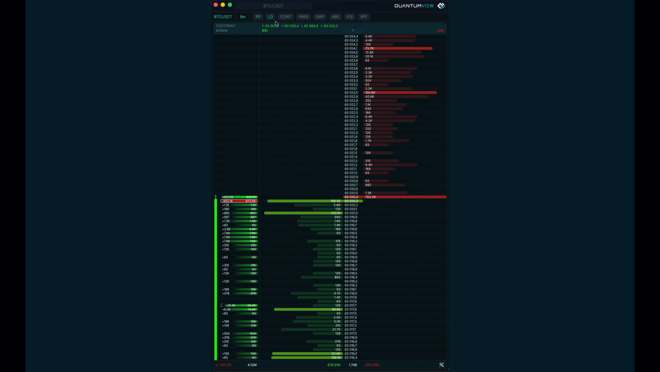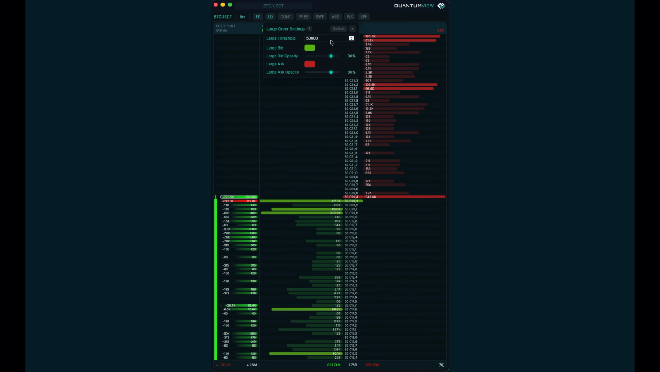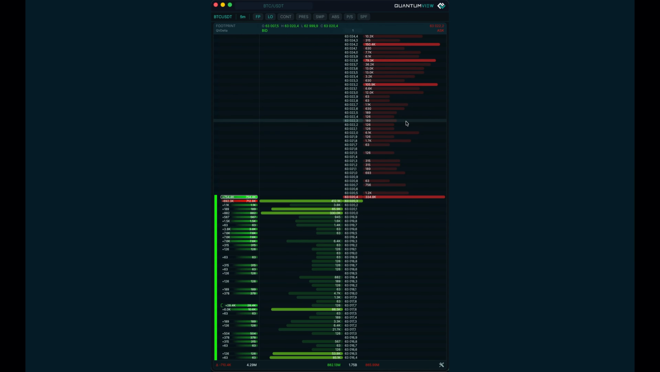The first filter is large order. It separates big visible liquidity from background noise. The threshold is set per market. But a large order isn't guaranteed protection. What matters is whether it stays in the book. Large order shows orders waiting to be filled.